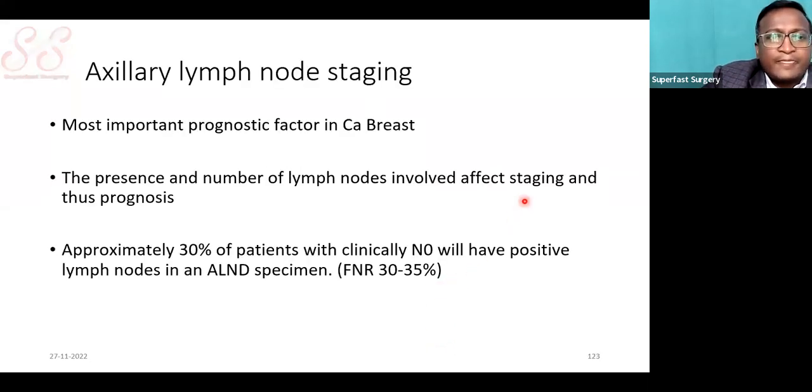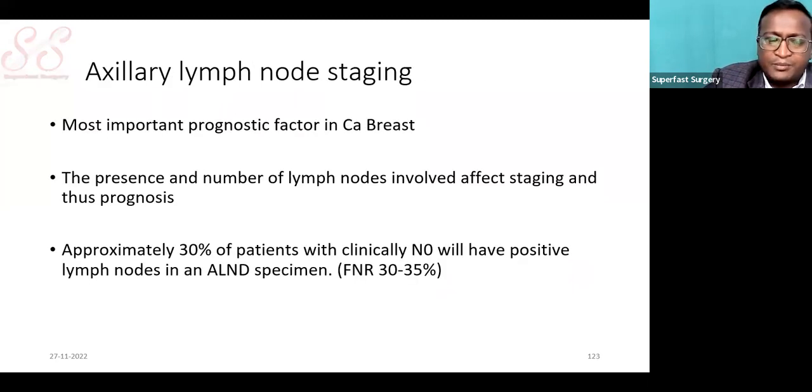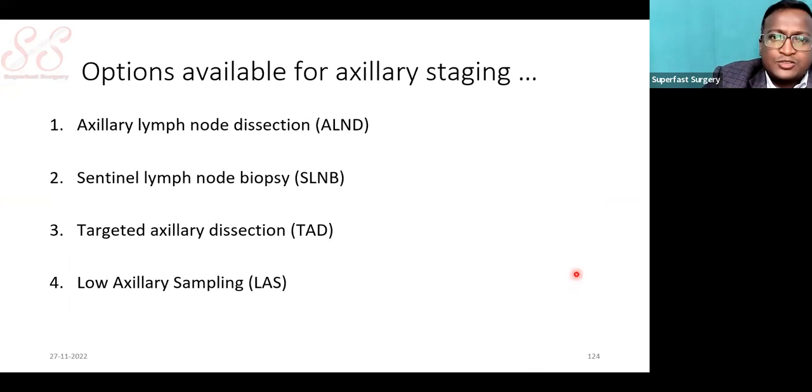Axillary lymph node staging: the most important prognostic factor in cancer breast is the axillary lymph node. The number and presence of lymph node metastases affect the staging as well as prognosis. Do you know the false negativity rate of clinical examination? On clinical examination you may feel the node is involved, but it will turn out to be negative. The false negativity rate is 30 to 35% on clinical examination. That is why we cannot rely completely on clinical examination, and we have to resort to some form of axillary staging. These are the four forms of axillary staging.